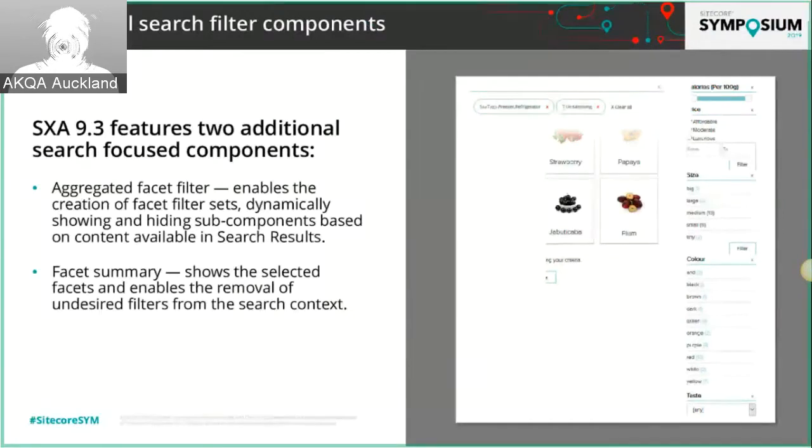They added three extra functionalities. One is two search components they added, mainly aggregated facet filter and facet summary. Both are related to search. We can aggregate the facets, and on the summary side we can have the count and all there. I don't have a demo, maybe in future. This is the one I was telling.